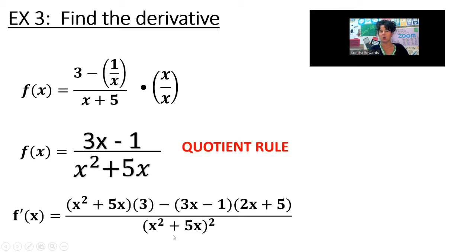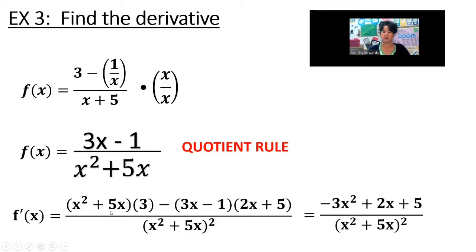All over low squared. Okay, the next thing I can do is FOIL 3x minus 1 times 2x plus 5, and after I multiply those together, distribute a negative through each of the terms, and then multiply the 3 times each of those. Okay, so I multiplied the 3, got 3x squared plus 15x, FOILed that together, distributed a negative, combined like terms, and boom, there's our answer.